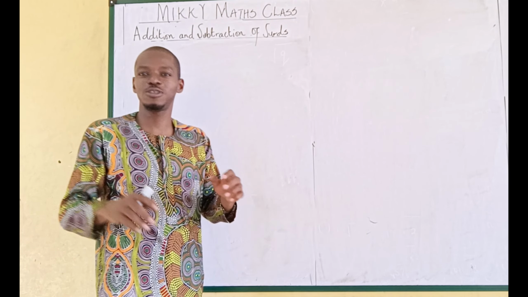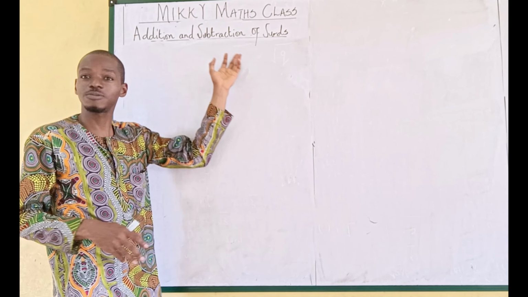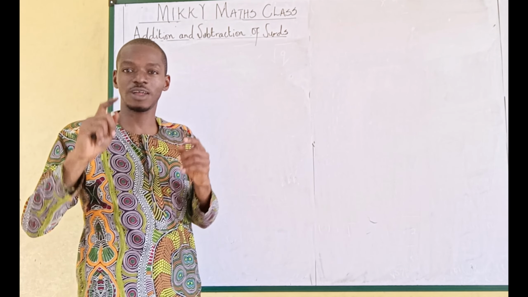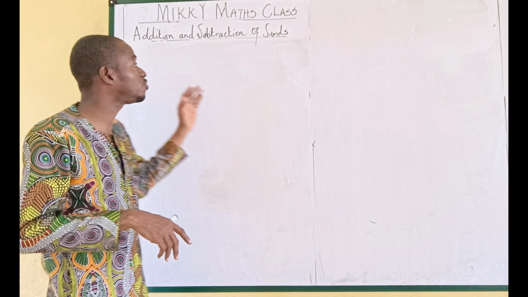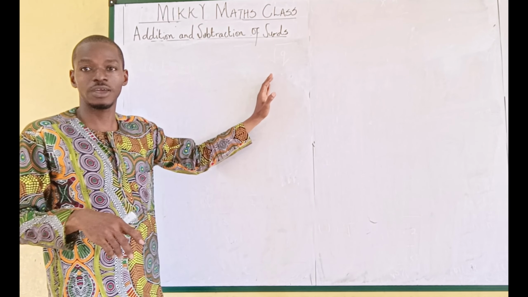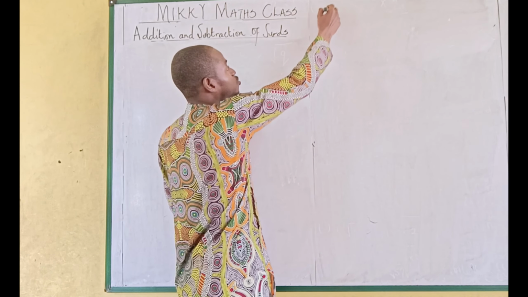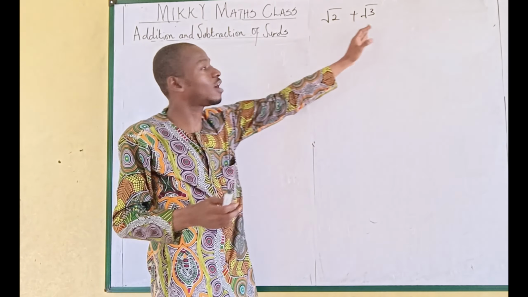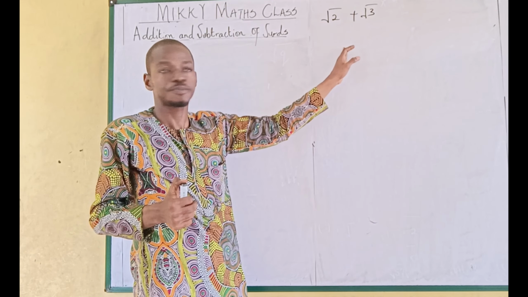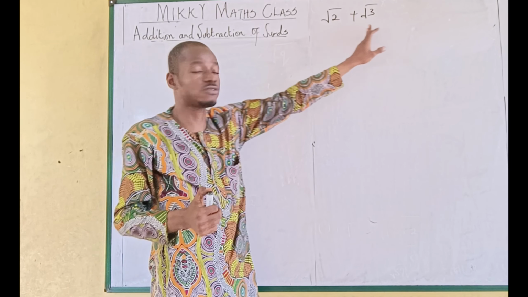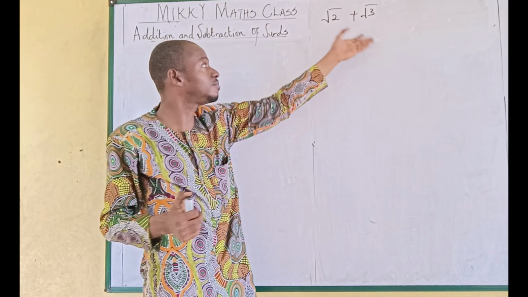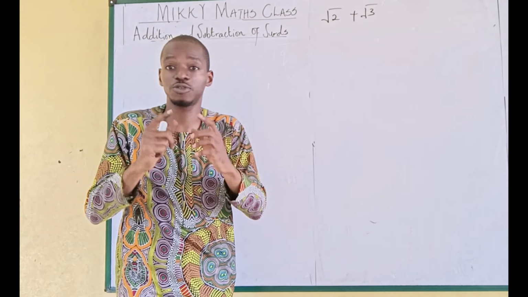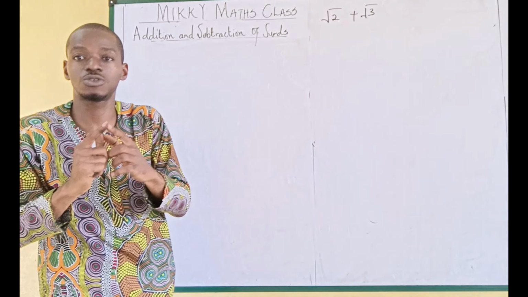Alright, today we'll be looking at addition and subtraction of surds. Now, before we can add or subtract surds, the surds must be similar surds. For example, I cannot add root 2 and root 3 because these surds are not similar. Even though they are in their basic form, they are not similar. I cannot add them, I can only multiply them, root 2 and root 3. So when you are adding surds, they must be similar surds.